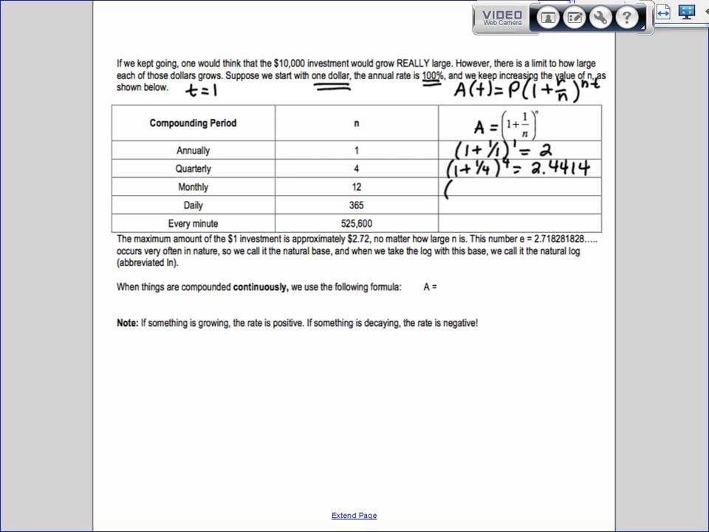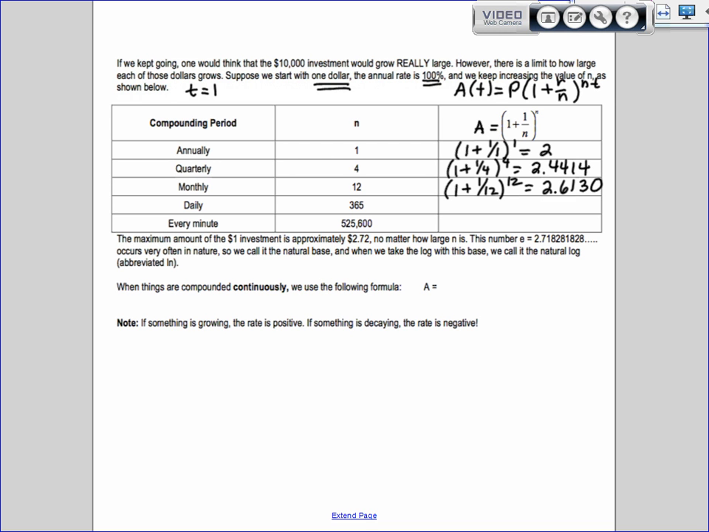All right, monthly, same thing. 1 plus 1 over 12 raised to the 12. So we find it. I get $2.61. So I'm going to do 2.6130.